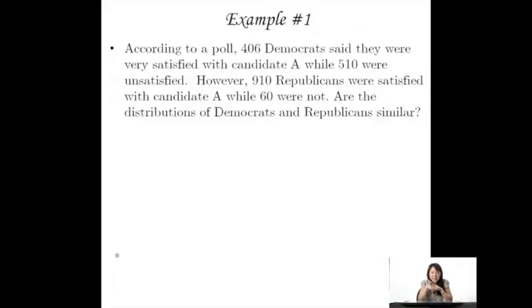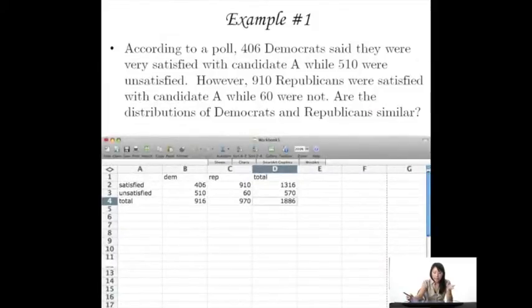All right, so now let's go on to some examples. Example 1 is just the example we've been using to talk about how to set up your data and how to find expected values. So I've set this up in an Excel file. This is exactly the same way we set it up previously. I've just found the row totals as well as the column totals.